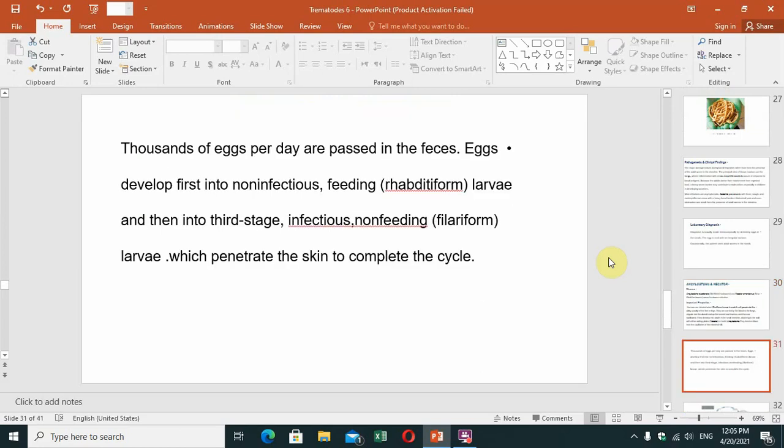Thousands of eggs per day are passed in the feces. Eggs develop first into non-infectious feeding rhabditiform larvae and then into third stage infectious non-feeding filariform larvae, which penetrate the skin to complete the life cycle.